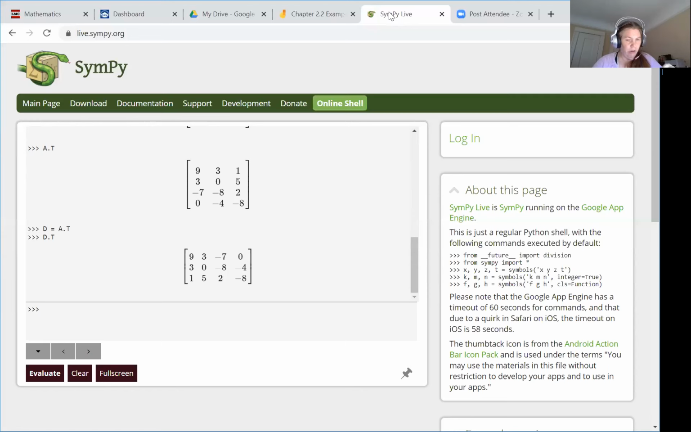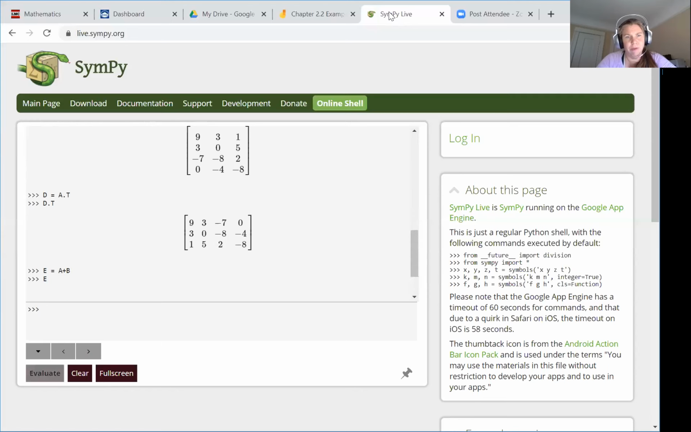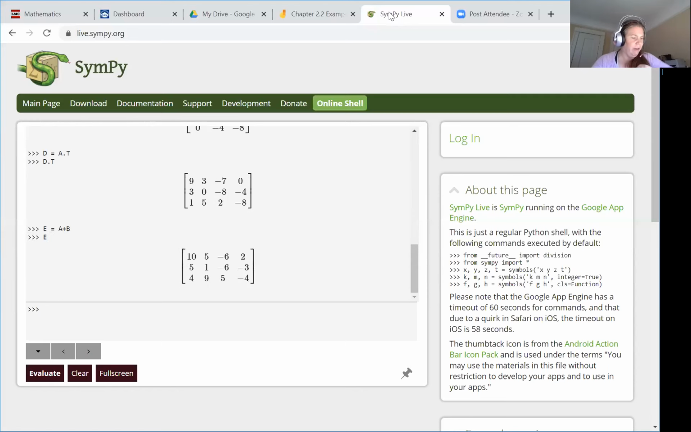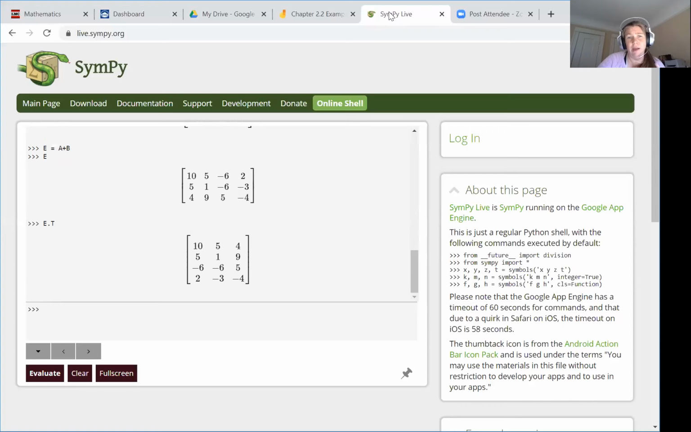Okay, our second property involves addition. So I'm going to have to define a new matrix. I'm going to call it E equals A plus B. And then here's E, and you can double check the values, A and B, so they sum up each entry. And then I'm going to calculate E transpose, so E dot T. And here it is. So A plus B was a 3x4 matrix, and then the transpose of that is a 4x3 matrix.